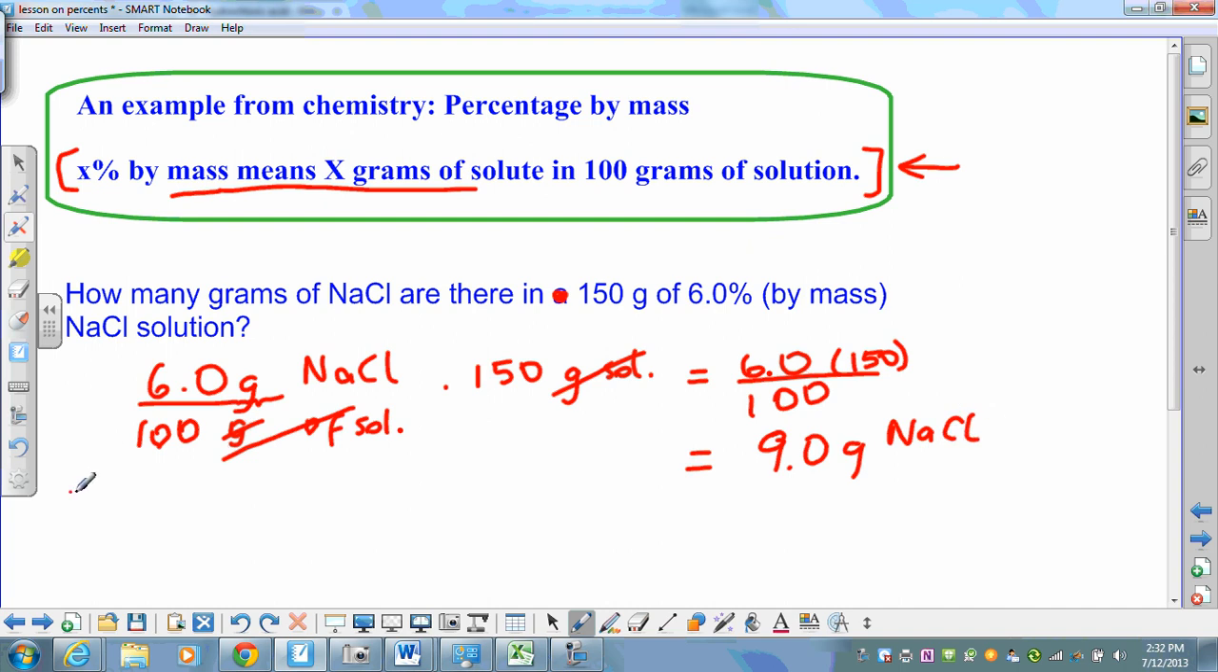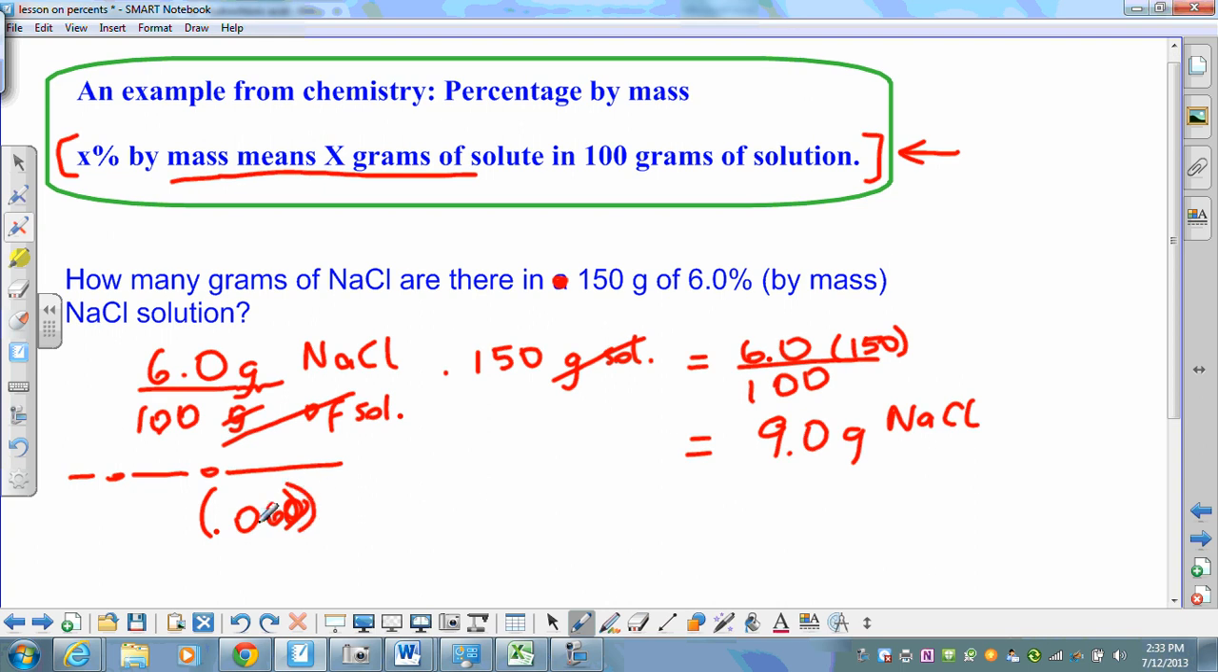Again, with the other approach, the approach that we've been using so far, if you have basically a 6% solution by mass, that means 6% of that entire quantity will be the active ingredient, sodium chloride. So you would just take 6% of 150, which is 0.06 times 150, and because there's an extra 0 there for the significant figure, 0.060 times 150.